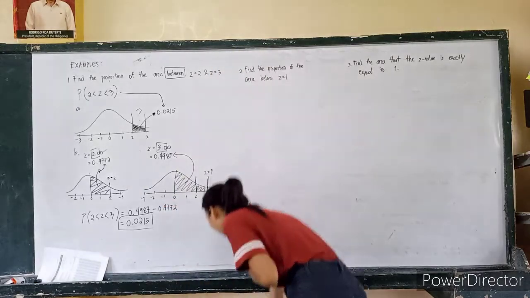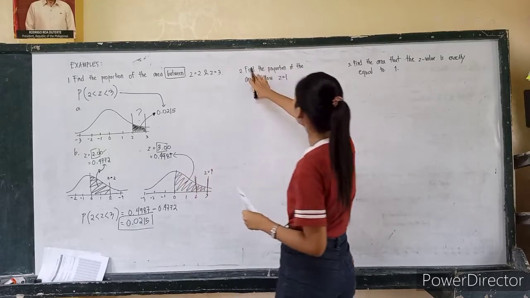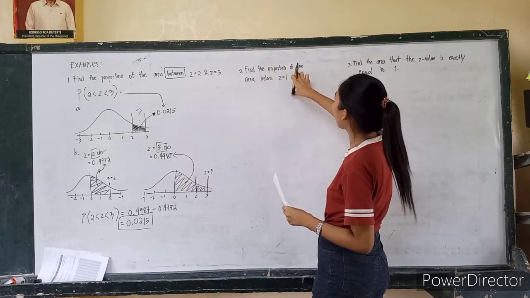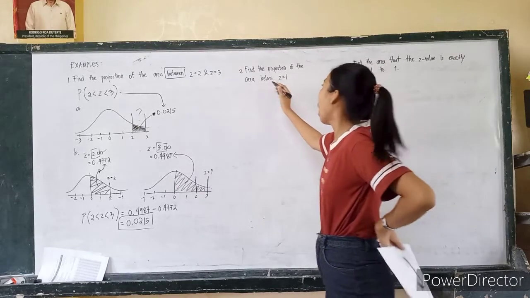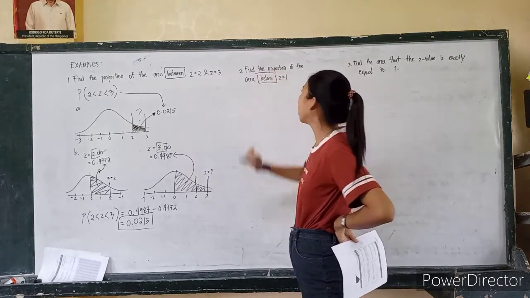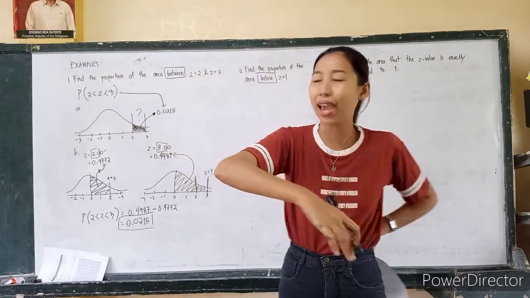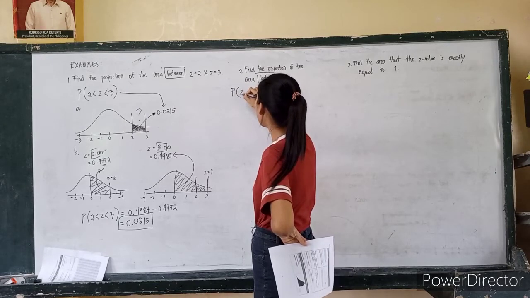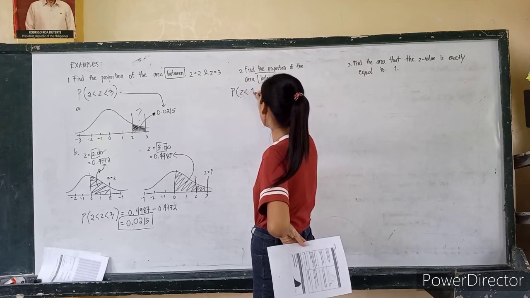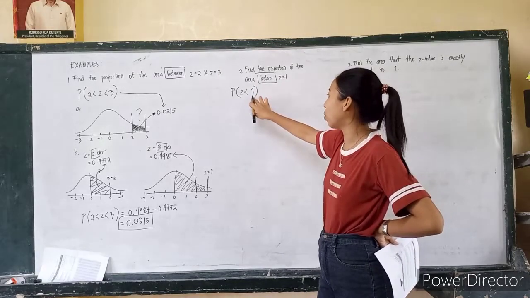How about example number 2? Let us proceed with example number 2. We need to find the proportion of the area below Z is equal to 1. Our key word is below, which means less than. So our notation is P(Z < 1). Okay, Z is less than 1.